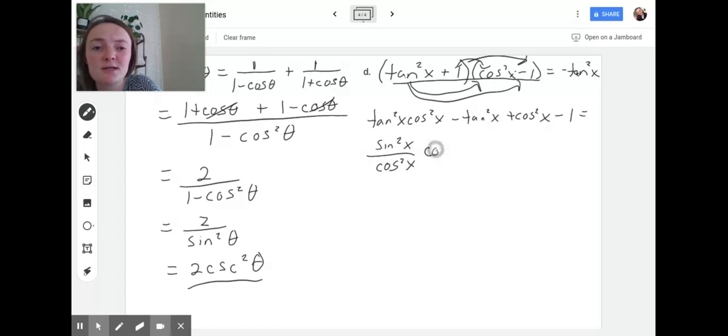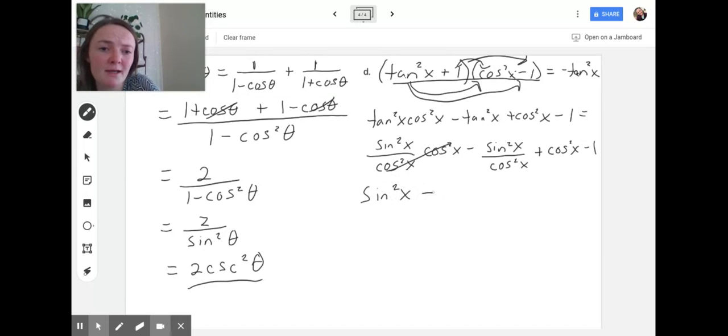times cosine squared x minus, I guess we could write this again as sine squared x all over cosine squared x plus cosine squared x minus 1. Okay, if I see this here, sine squared x over cosine squared x times cosine squared x, these cosines are going to cancel. So what I'm left with is sine squared x minus sine squared x over cosine squared x plus cosine squared x minus 1.